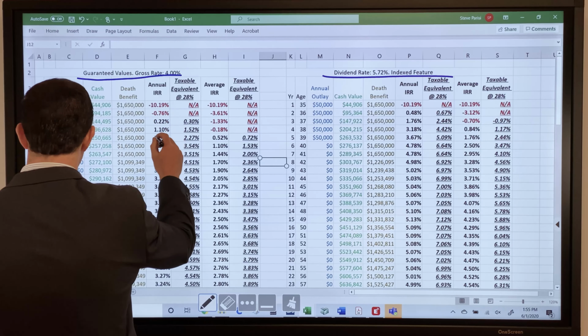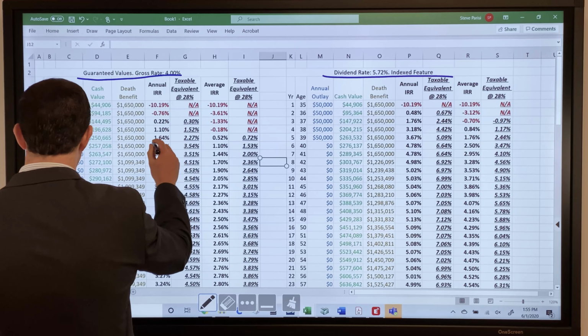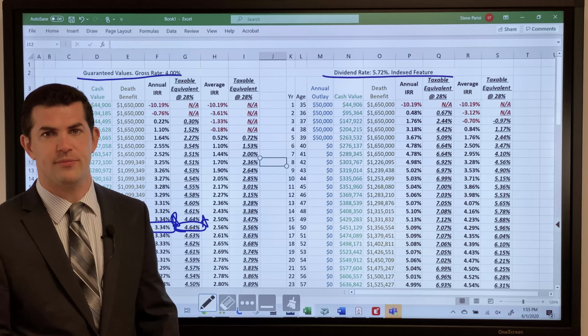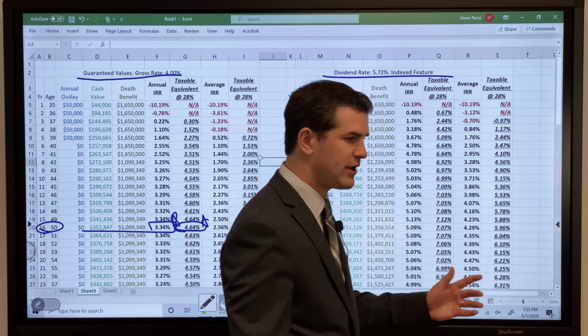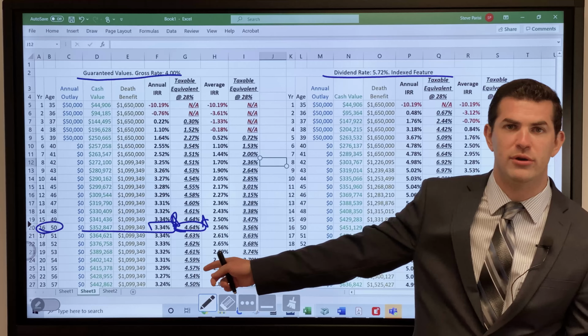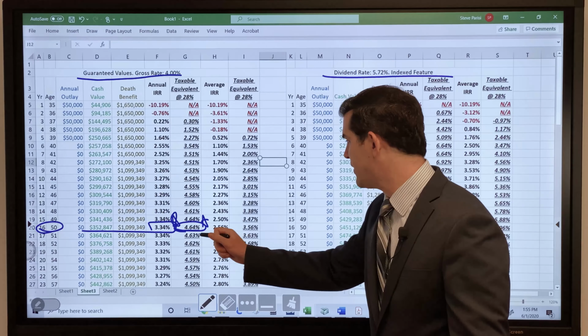So let's look at by the time he's 50 on the annual IRR, it doesn't really matter. 3.34% is what he earned on the guaranteed values. He would need in a taxable investment based off of a 28% tax bracket to earn 4.64%. Meaning a 4.64% yield after tax nets out to that 3.3 and change. Same thing with the averages here.